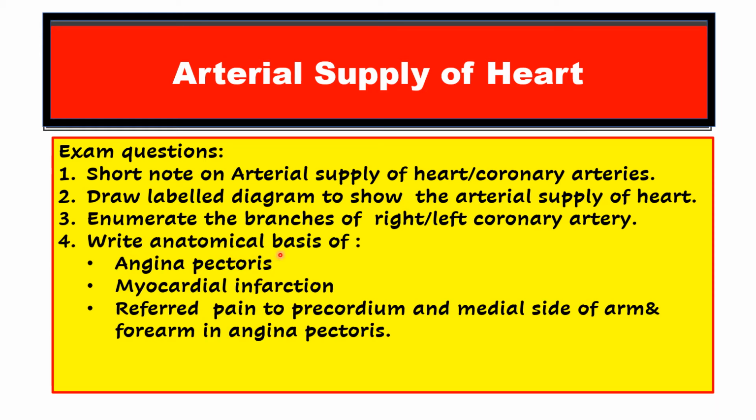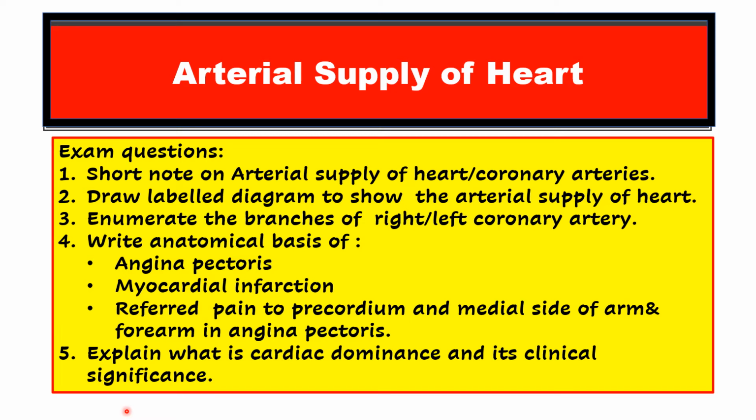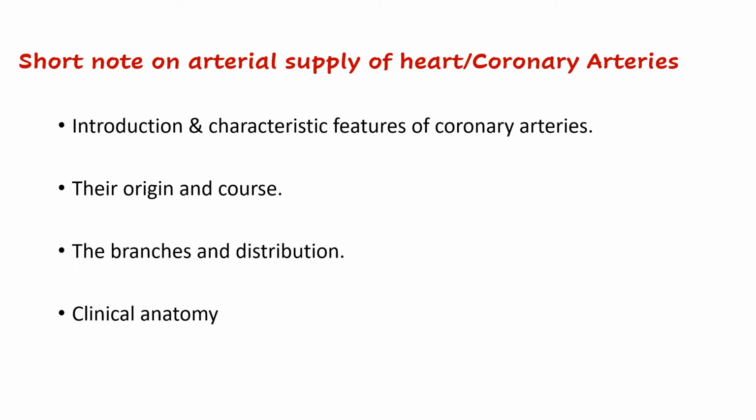Then you can also be asked questions based on clinical anatomy, to give the anatomical basis of angina pectoris, myocardial infarction, and why referred pain is felt in the precordium and medial side of arm and forearm in angina pectoris. Another question that can be asked is to explain what is cardiac dominance and its clinical significance. This is often asked in viva voce examination.